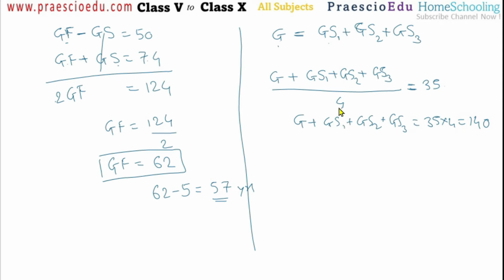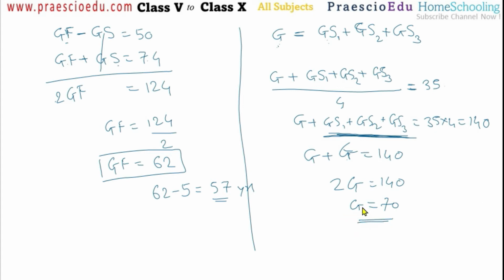Now we know GS1 plus GS2 plus GS3 equals Gangadhar Rao's age. So we can replace these three ages with G, giving G plus G equals 140. So 2G equals 140, which means Gangadhar Rao's age is 70 years. And 70 is given in option number 3.